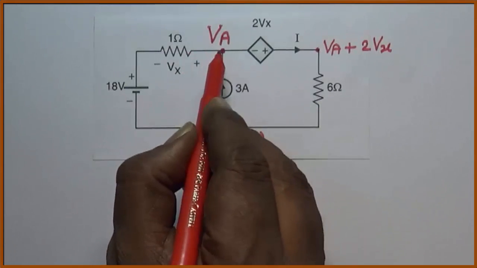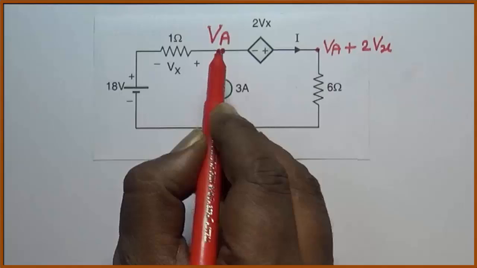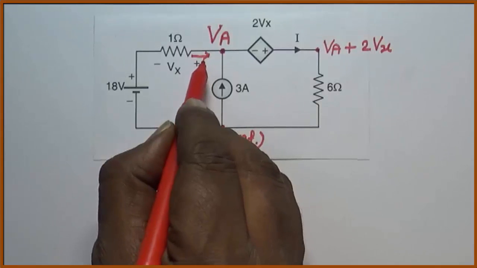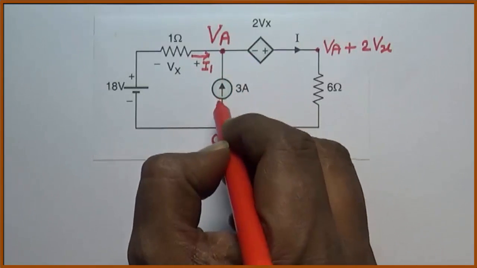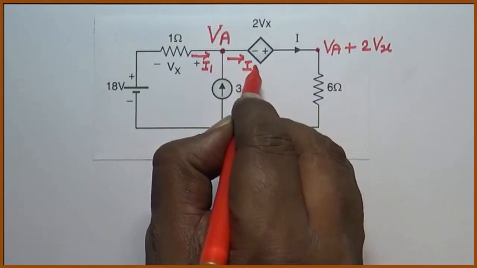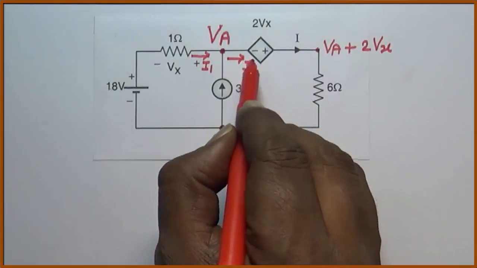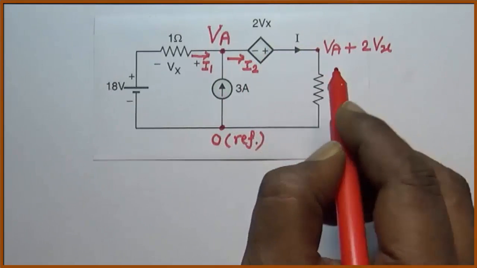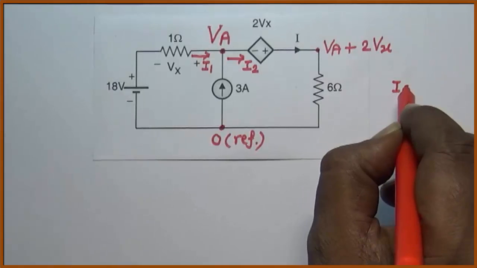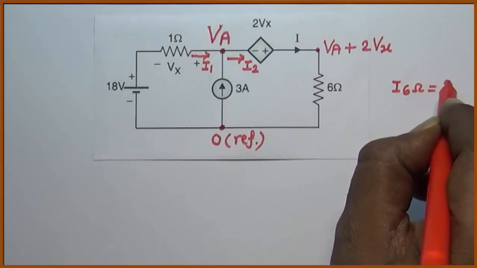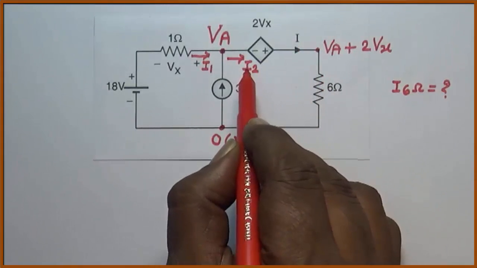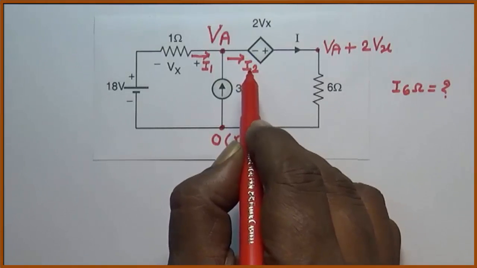To apply KCL at point A, let us mark the currents in different branches arbitrarily. Say this current is I1. This current is 3 ampere, known. Say this current is I2. Note that I2 is the same as I. Our problem is to find the current in the 6 ohm resistor, which is nothing but I, which is nothing but I2. So our problem is to find I2.